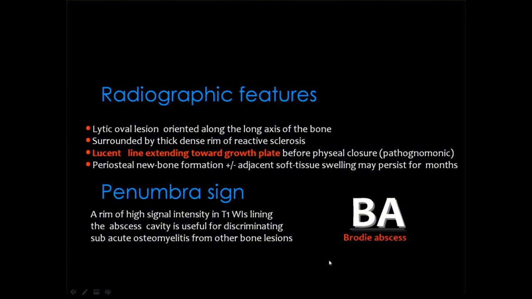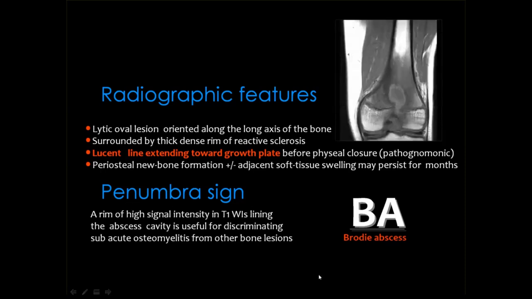of reactive bone sclerosis. And this sign, which is a lucent line extending towards the growth plate before epiphyseal closure, is considered by the literature as pathognomonic for Brodie abscess. As I have mentioned, sometimes you get periosteal new bone formation, and you may get some soft tissue swelling adjacent to the affected bone. Then I will tell you about this penumbra sign.